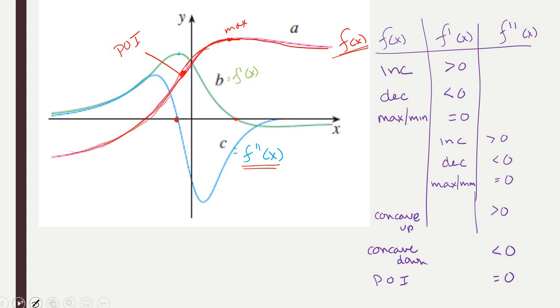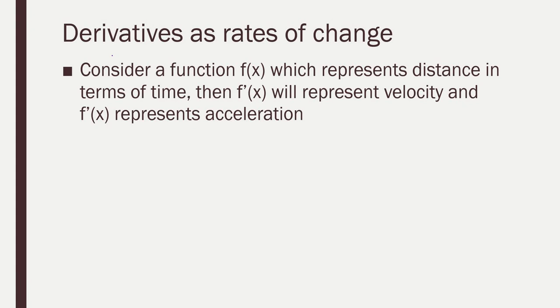The last thing we're going to do in this section, and we'll work on this together in class, is derivatives as rates of change. So if a function f of x represents distance in terms of time, then f prime of x will relate to velocity, and f double prime will give you acceleration. So let me draw a brief picture here. So let's say that this is time, and this is distance.